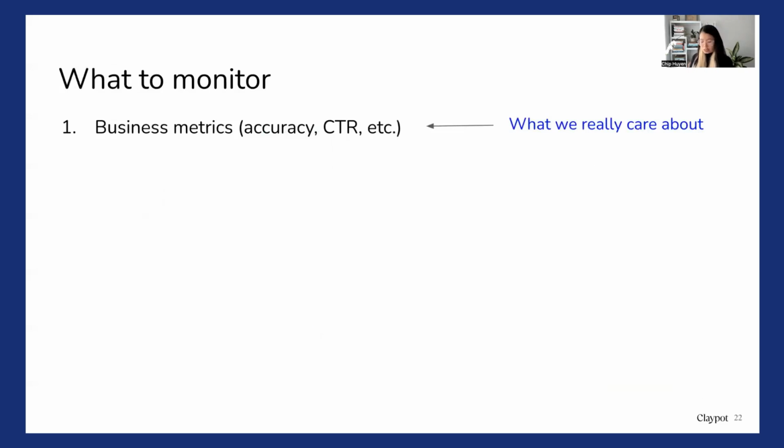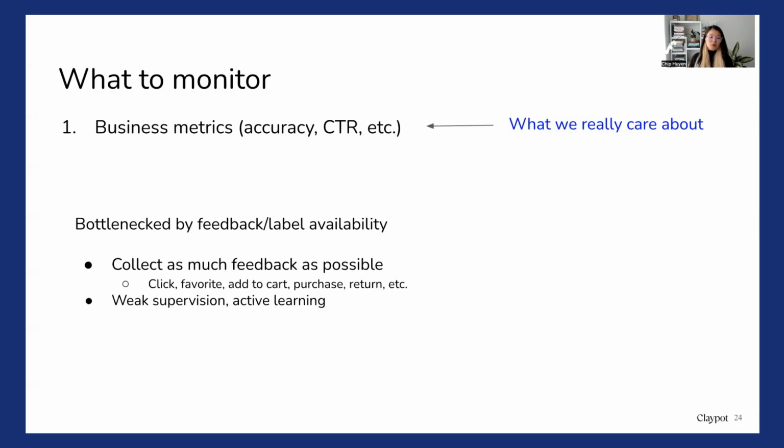When we talk about monitoring, you might wonder what to monitor. What businesses really care about are business metrics like accuracy, click-through rate, purchase-through rate, or the percentage of frauds being detected. However, this is not always possible, because to compute these metrics, we usually need user feedback or labels. So a solution is to collect as much user feedback as possible.